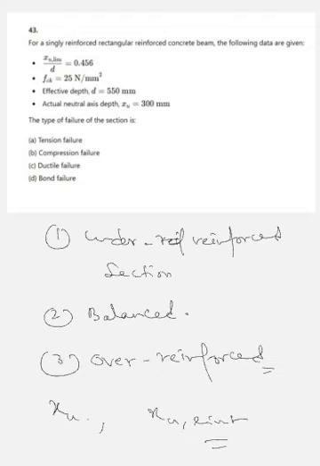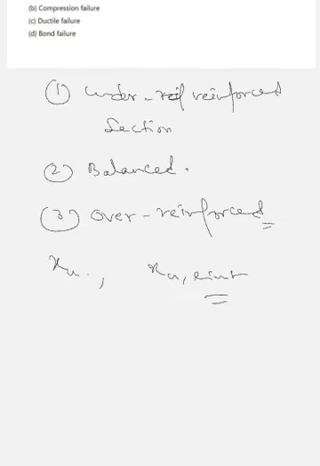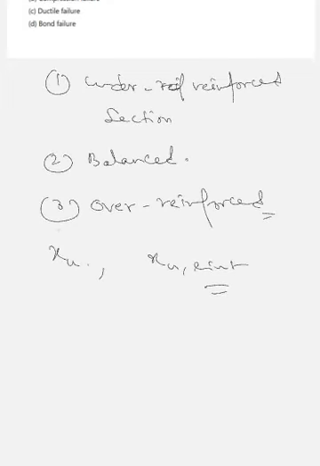Okay, now let's understand what limiting neutral axis depth means. The limiting neutral axis depth is the maximum neutral axis depth at which the concrete reaches its ultimate strain, that is 0.0035, and steel still just yields simultaneously. So this is the balanced condition. If steel yields first, we get the ductile failure, and if concrete crushes first, we get the brittle compression failure.